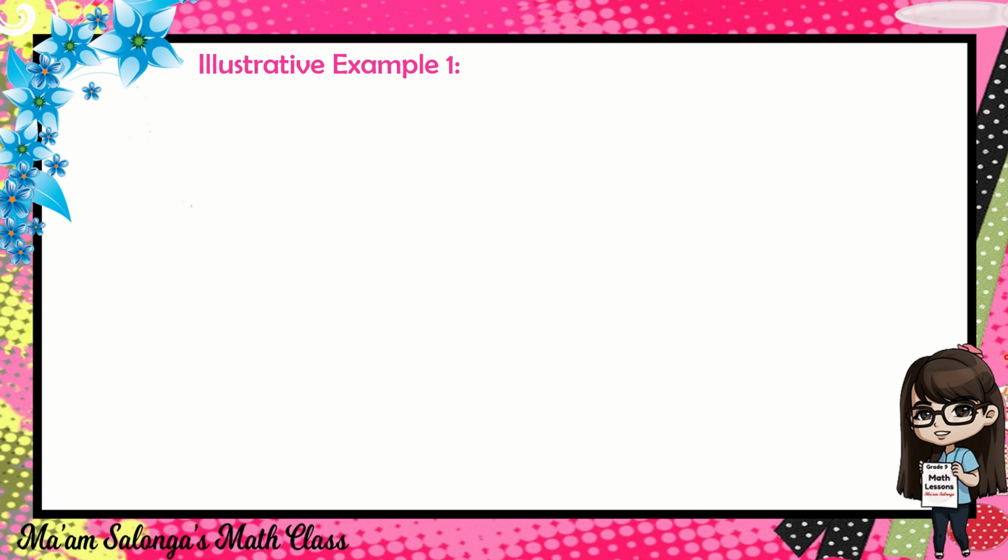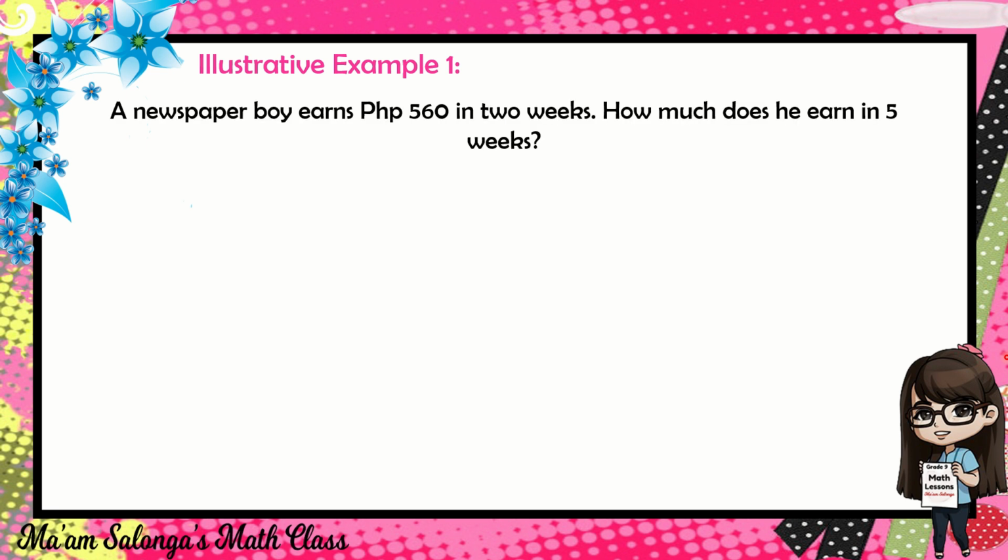So let's have illustrative example number 1. A newspaper boy earns 560 in 2 weeks. How much does he earn in 5 weeks? So these are the two quantities, earnings and number of weeks.